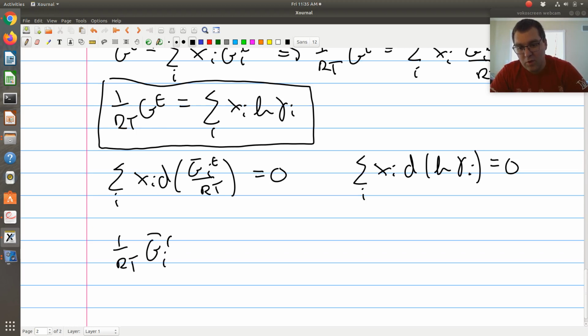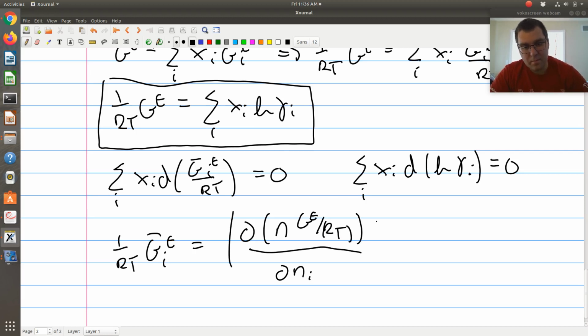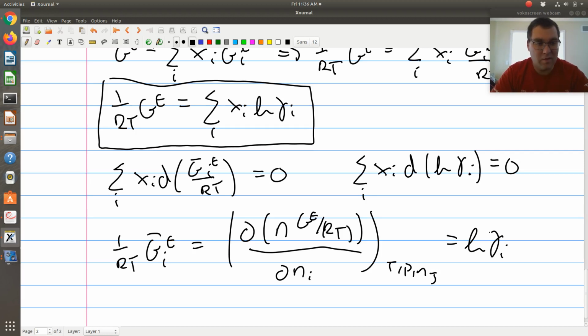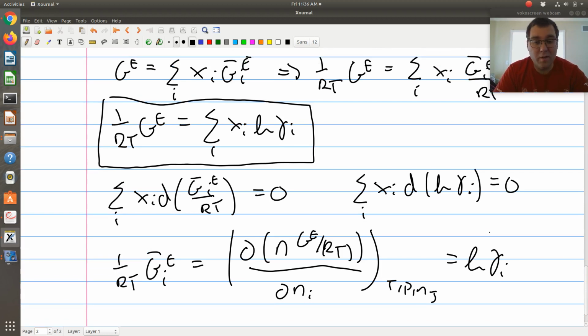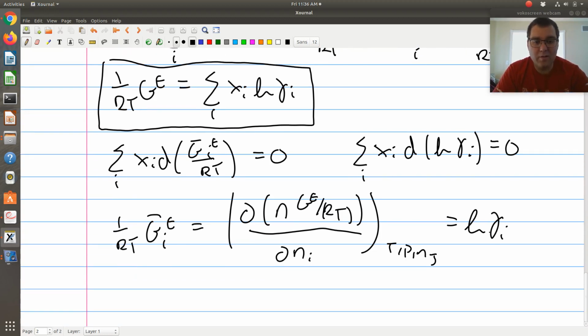So remember, in general, if I need to calculate partial molar excess Gibbs free energy, that'd be the differential of n times, in this case, GE over RT, with respect to ni, at constant T, P, and nj, right? So I could calculate it, and this would be equal to log gamma i. So I could calculate it as a differential of an expression for dimensionless excess Gibbs free energy. And if we had a binary system, we had worked out some simplified expressions for that. Okay, cool. So Gibbs-Duhem equation is applicable. Log gamma i is related to excess Gibbs free energy.